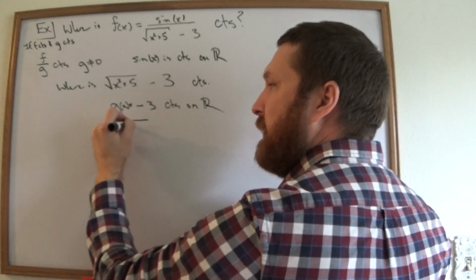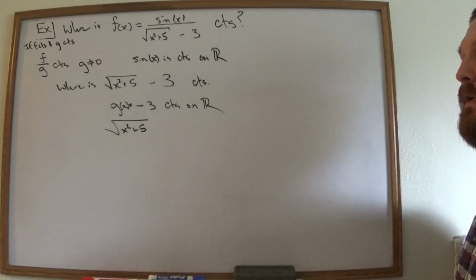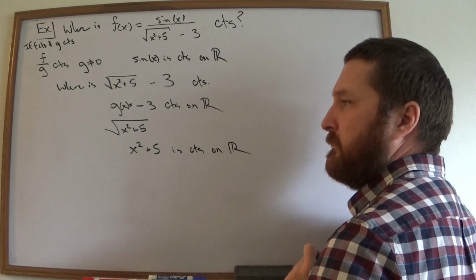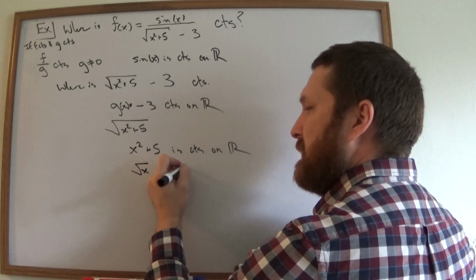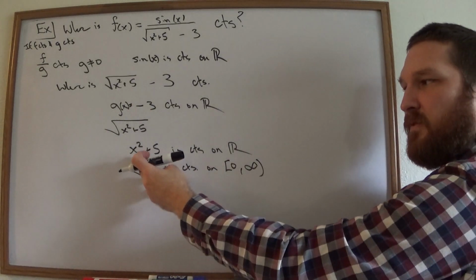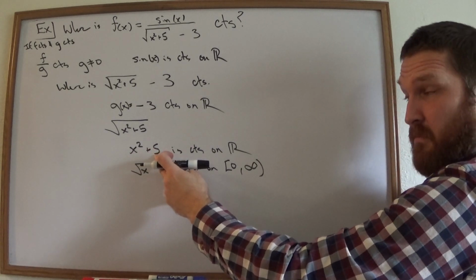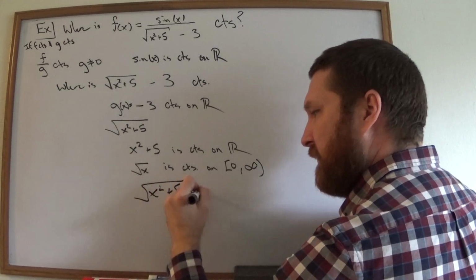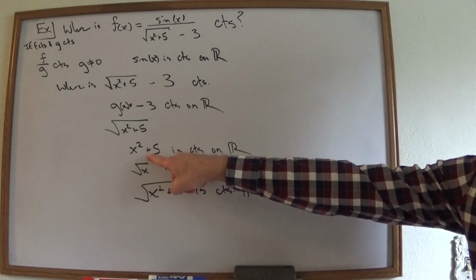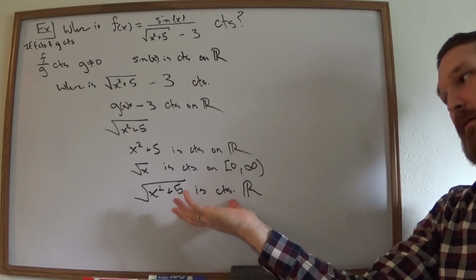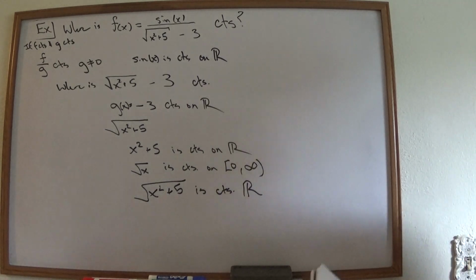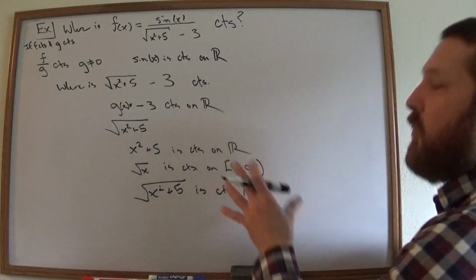This root is a composition, right? So we could say x squared plus 5 is continuous on all reals. Root x is continuous on 0 to infinity. But that's fine because x squared plus 5 is never 0. It's always bigger than 0. So the square root of x squared plus 5 is continuous where? On all reals, because the input goes in here first, and since the output keeps you in here, you're good to go. You know this stuff, right? This is why we're not spending a ton of time on this. You could do this on your own. You've been trained for this for a while.